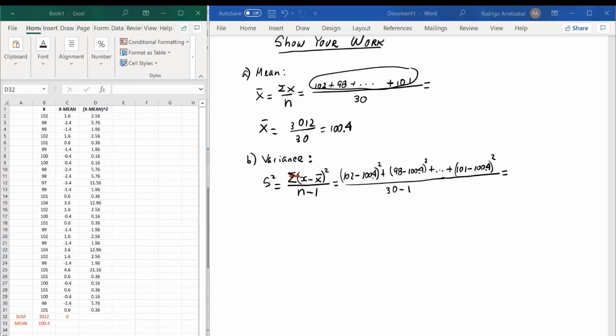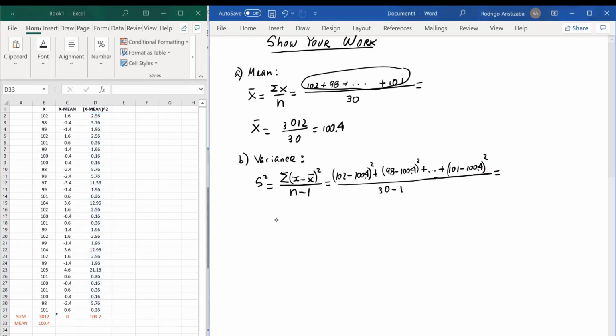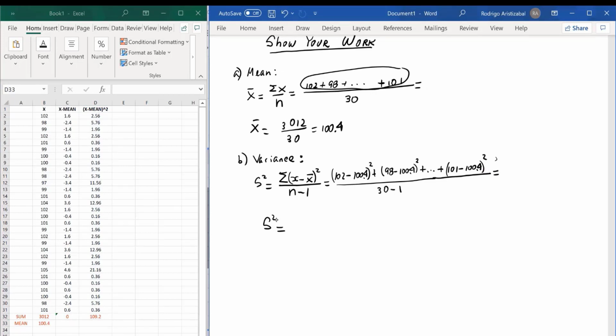Then the sum of all squared deviations is equal to the sum of all of these squared deviations, and that is the number that we need to write here. Then the variance is equal to the sum of all squared deviations, which is equal to 109.2, divided by the total observations minus 1, in this case 29.